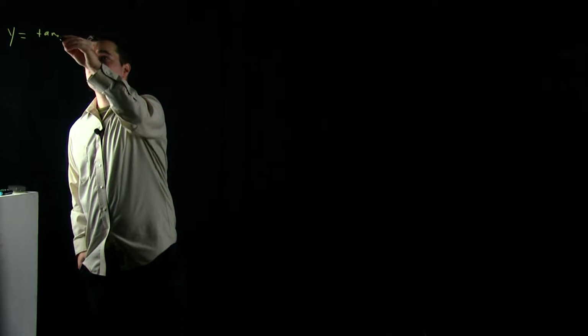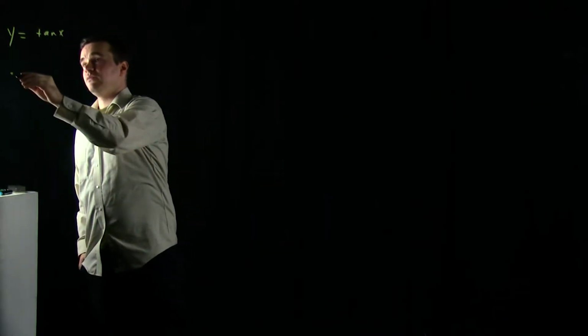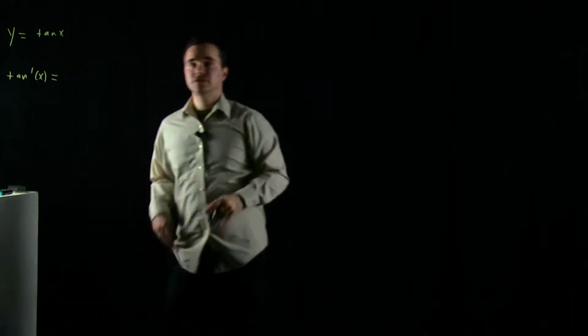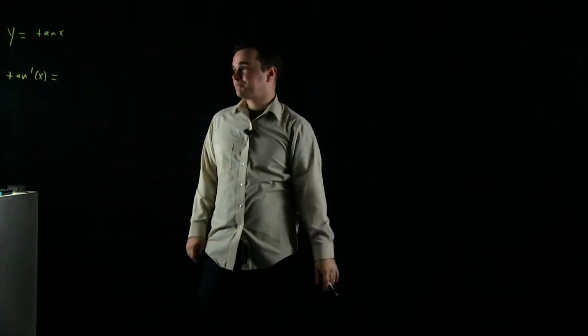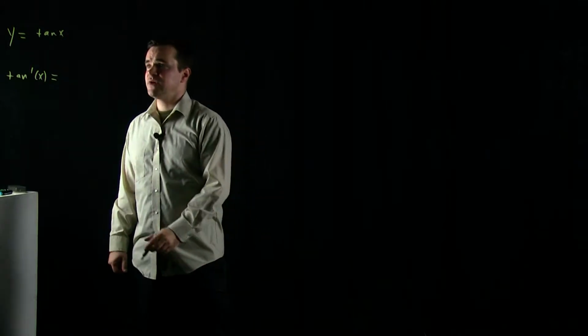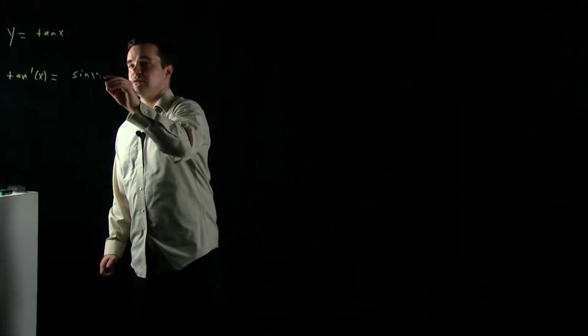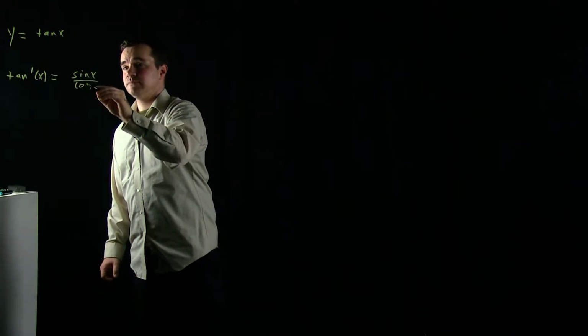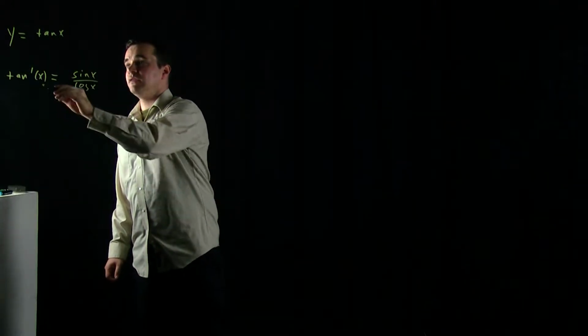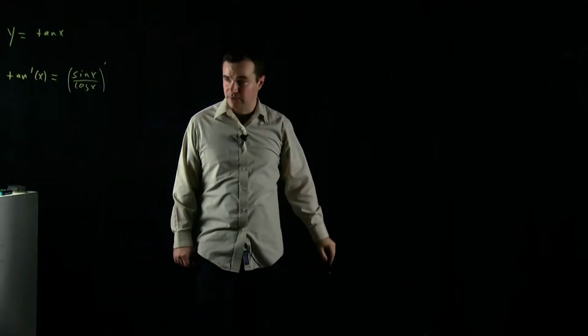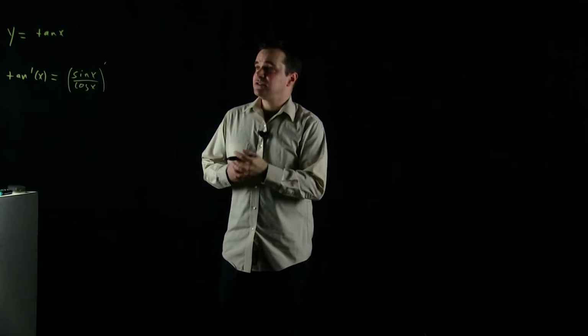So let's look at y equals tangent of x, and we want to figure out what's the derivative of this function. In order to do that, my strategy here is to just rewrite tangent as sine over cosine, and then take the derivative of that entire expression.